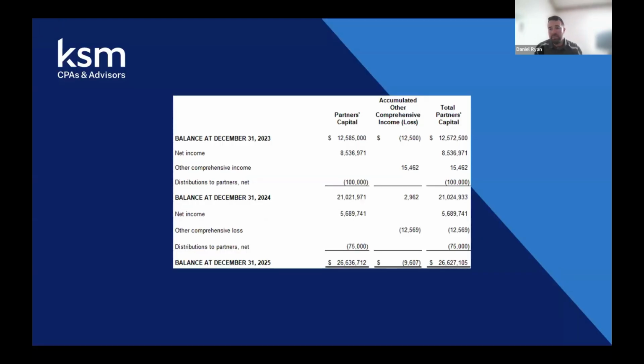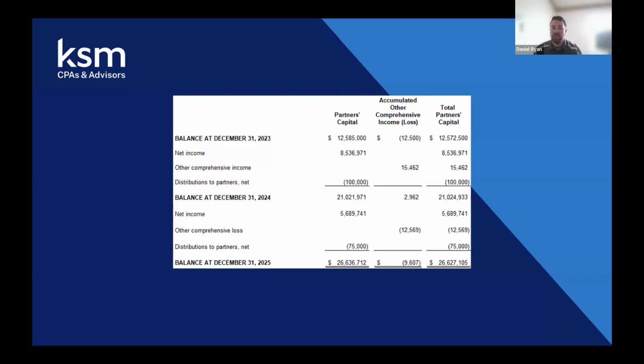If we take a look at an example of a statement of equity here for a partnership, in this first column, we'll see how net income is adding to partners' capital. We're making distributions to the partners, and that's reducing partners' capital, kind of the general items that we see flowing through equity, nothing terribly unusual here.